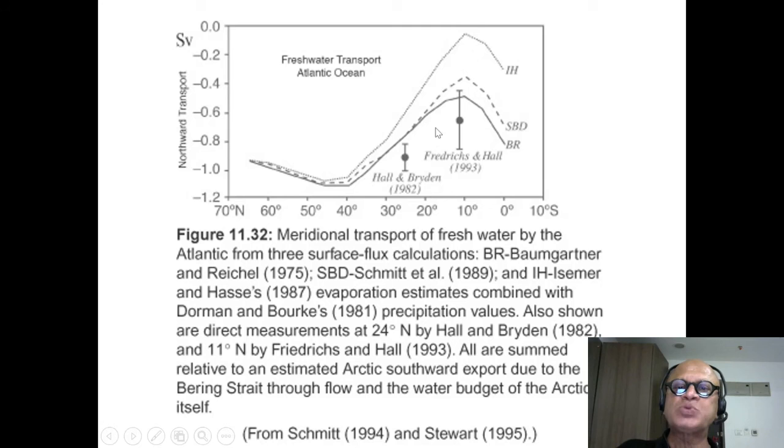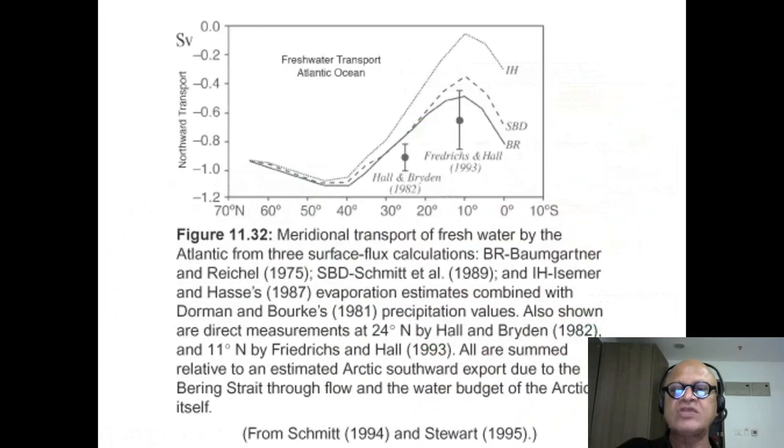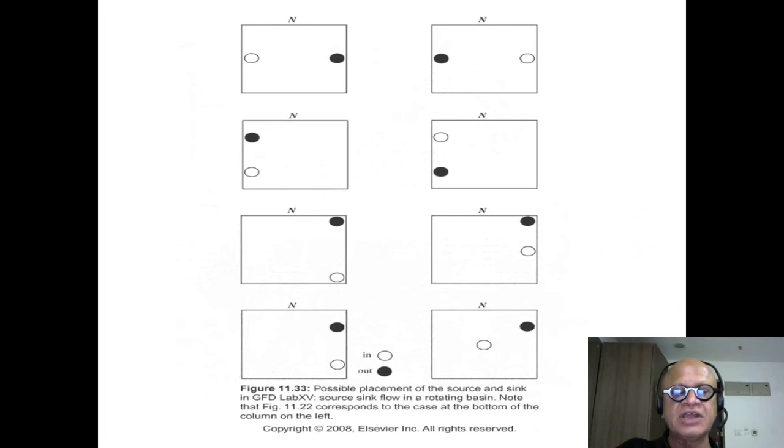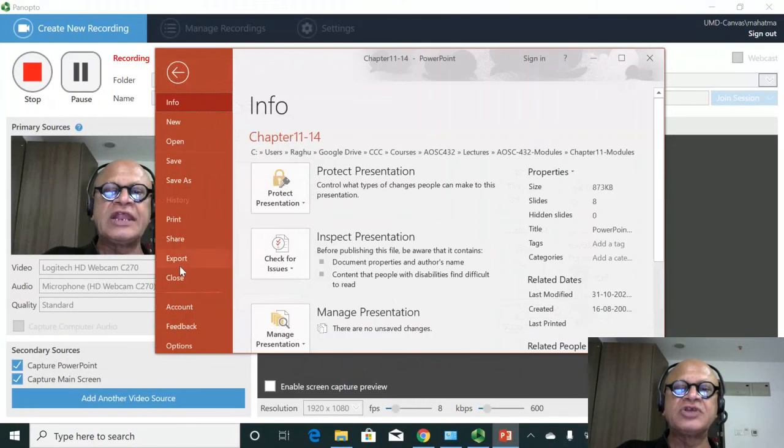southward freshwater transport, which means salt is being moved northward, which explains the high salinity here and high salinity there. So to create deep water, we are moving salinity north, which means freshwater south. That's the main story of thermohaline circulation.